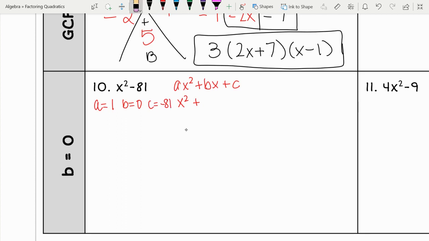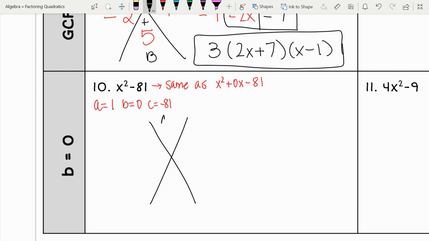I'm going to erase this extra stuff here just so it's not in the way. Okay. So let me write this. This is the same as x squared plus 0x minus 81. It's the same thing. And so once we know that, we can continue doing what we've been doing.